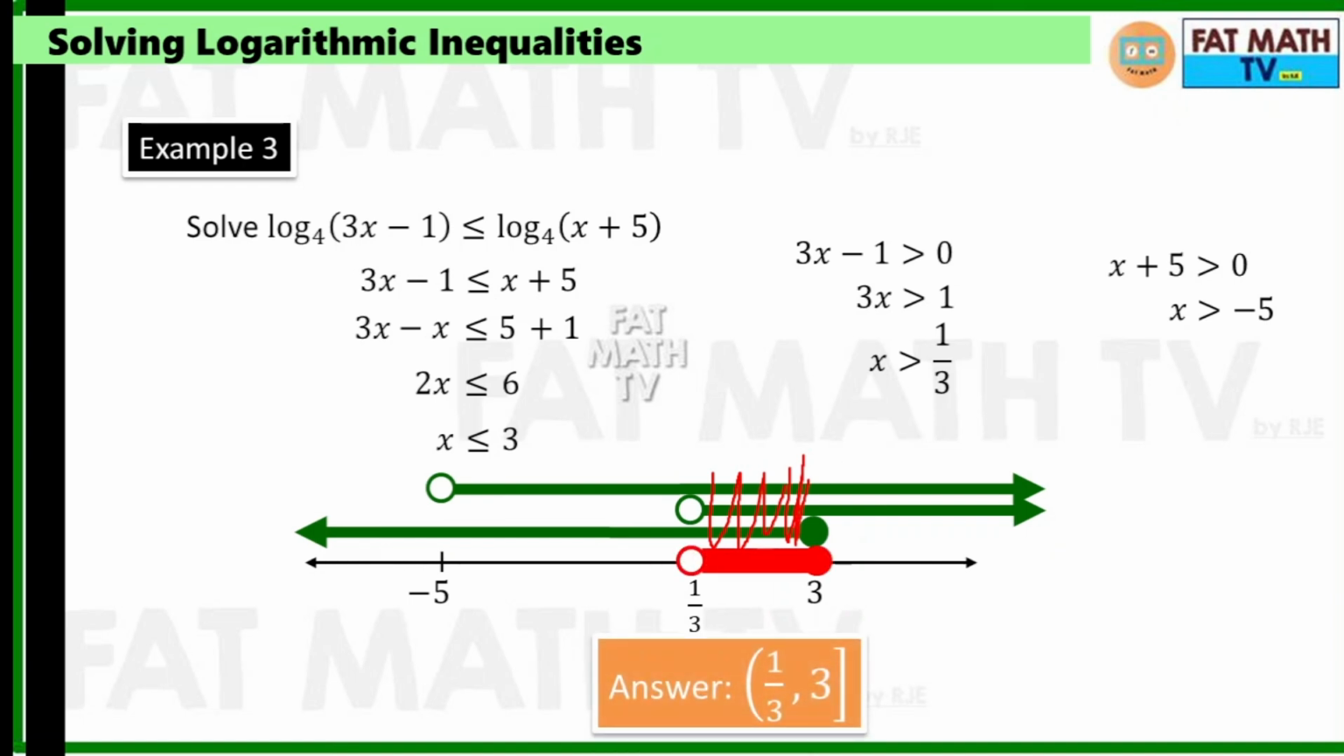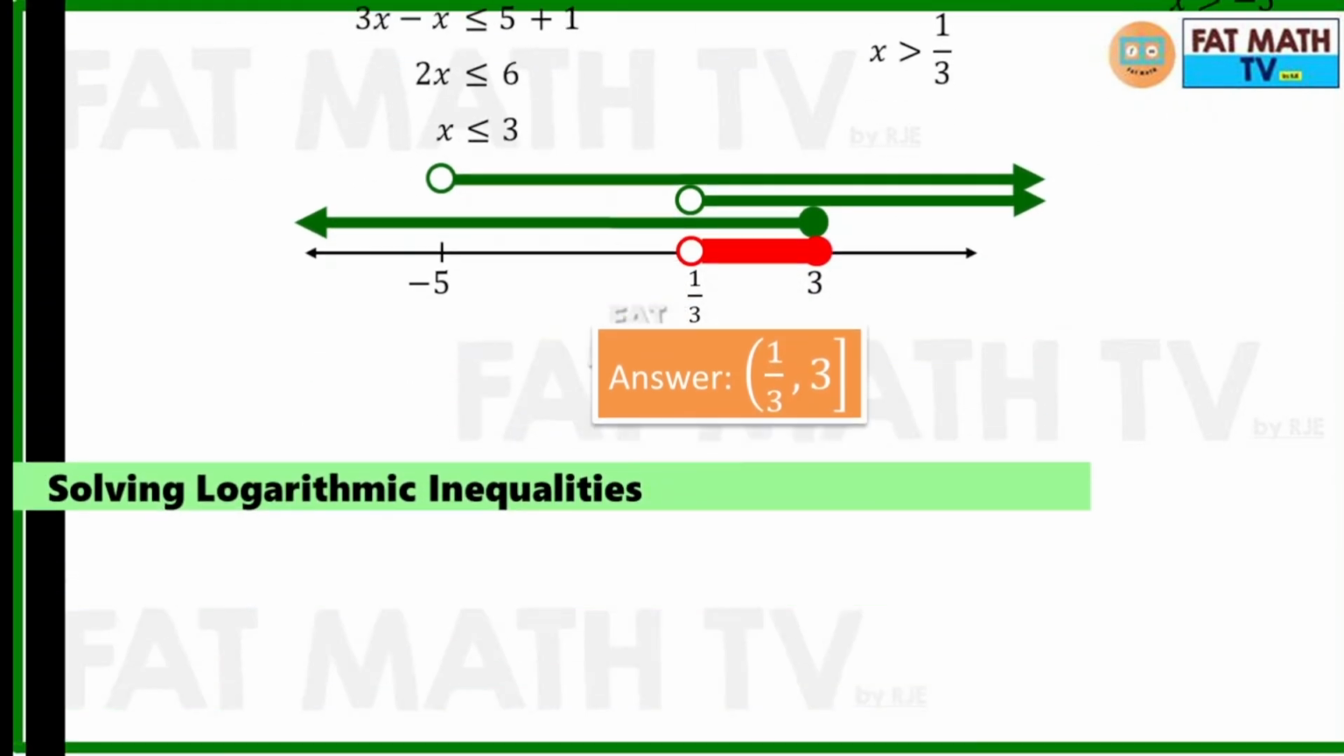So we write that in interval notation as parenthesis 1/3 and then 3, and then we put a close bracket there. That means to say 1/3 is not part of the solution while 3 is part of the solution. So you can read that as the set of all real numbers greater than 1/3 but less than or equal to 3.